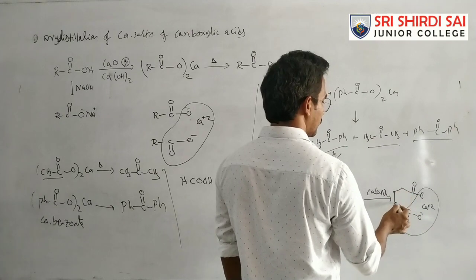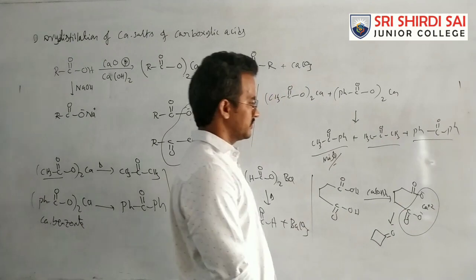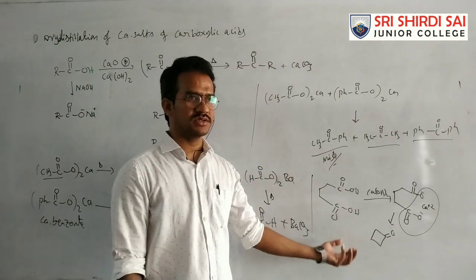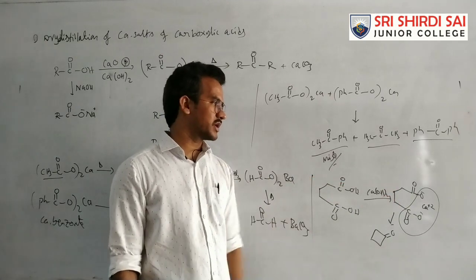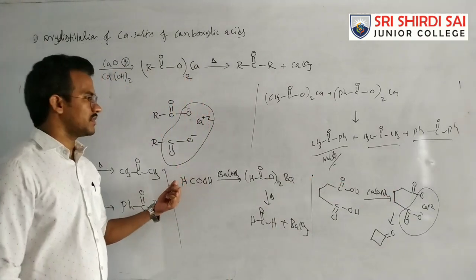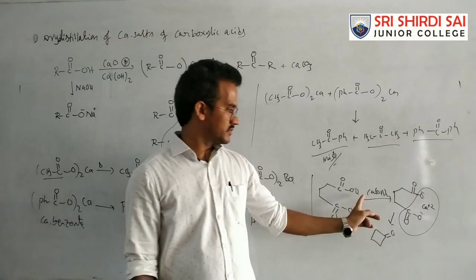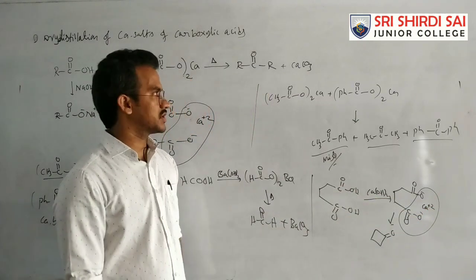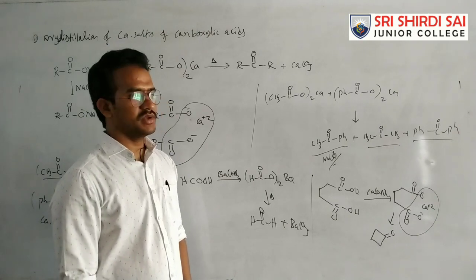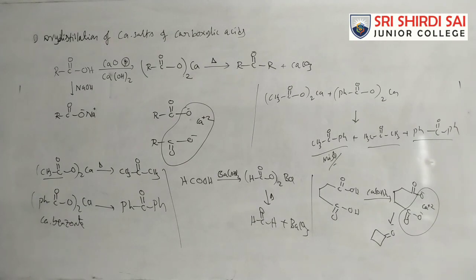So 1, 2, 3, 4. That means here a 4-membered ring is formed, cyclobutanone. Just it is a cyclic compound. Intramolecular removal of the calcium carbonate. It is an intramolecular reaction. Here CO minus Ca plus 2. So it is a preparation method of the carbonyl compounds from the dry distillation of calcium or barium salts of the carboxylic acids. Very simple one.